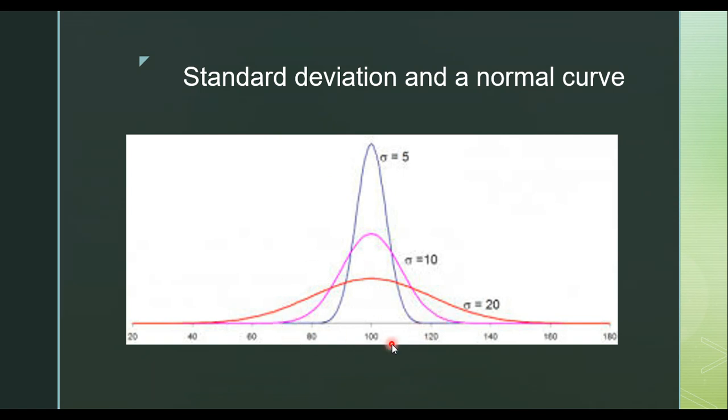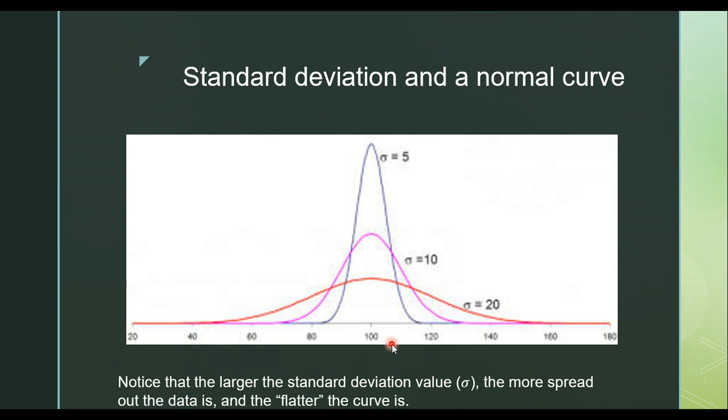So that's why visuals are so important. Not only can we see the spread on a box plot, we can see the spread on a distribution curve and on our dot plots, right? Visuals are really nice so we can get an idea of whether the data is close to the mean value or not. Notice that the larger the standard deviation, the more spread out the data is, and the flatter the curve is.